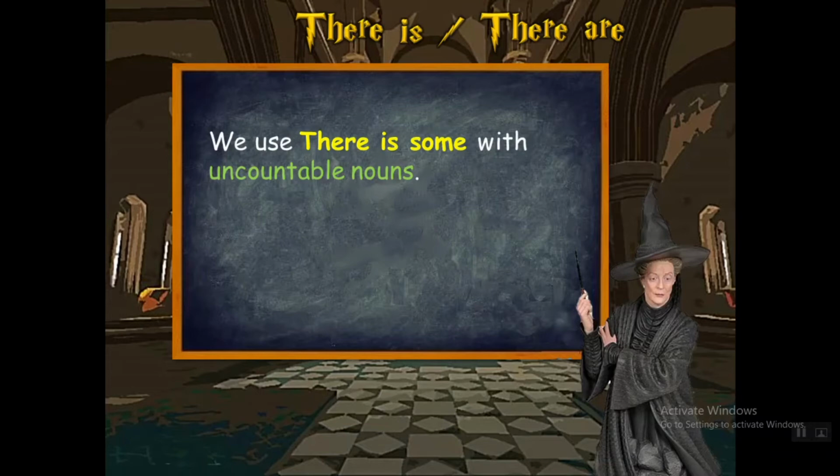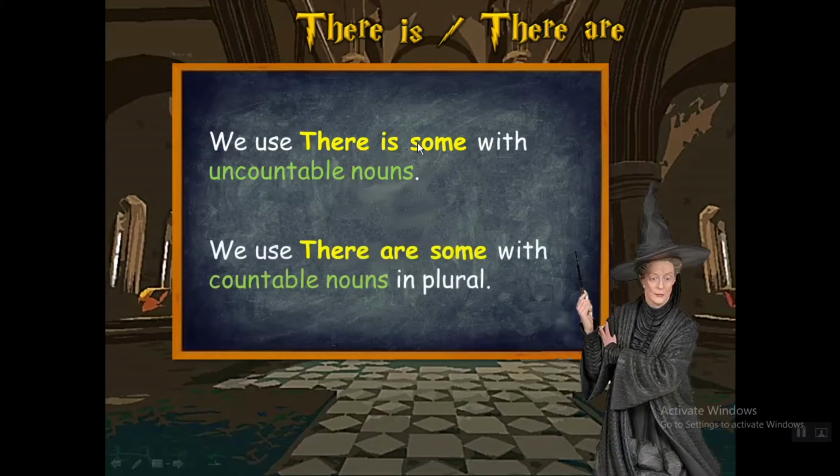We use there's some with uncountable nouns. If the noun cannot be counted, we cannot use a number with the noun. We use there is some. We use there are some with countable nouns in plural. Countable nouns, we can count them. The noun must be in plural. Many, not only one.